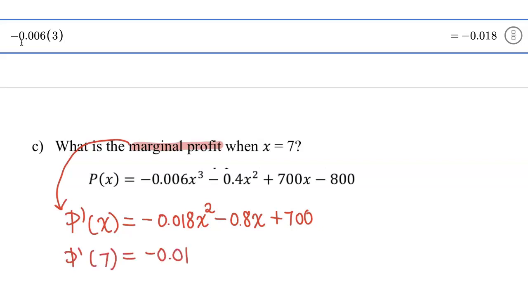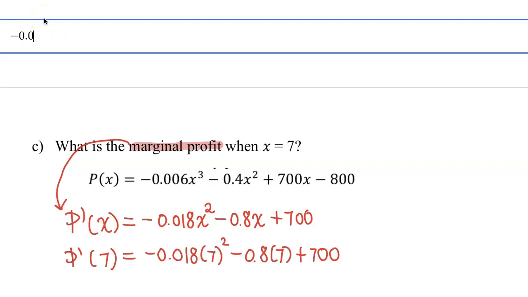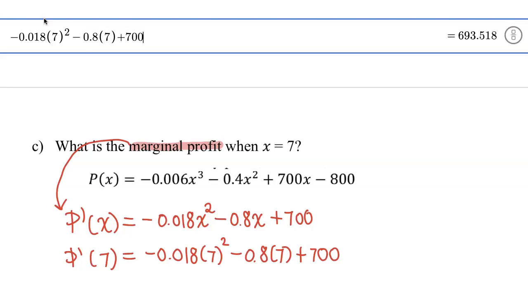These numbers have all these decimal values, so we've got to be super careful. Negative 0.018 times 7 squared, minus 0.8 times 7, plus 700. See what I mean? I almost messed up. So let's put the correct unit. We're looking at $693.52 per, what are we talking about?